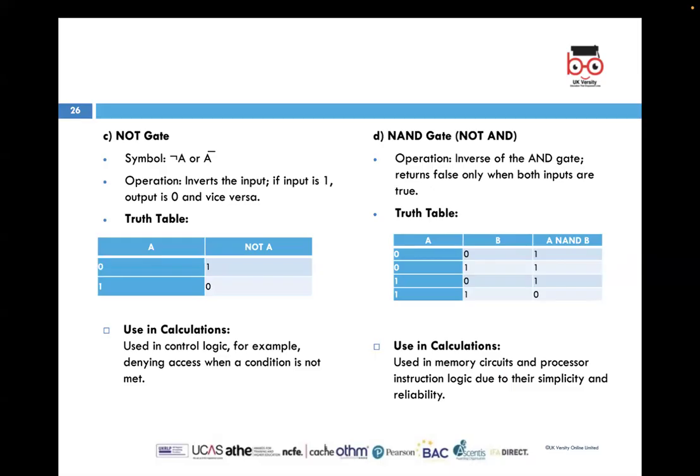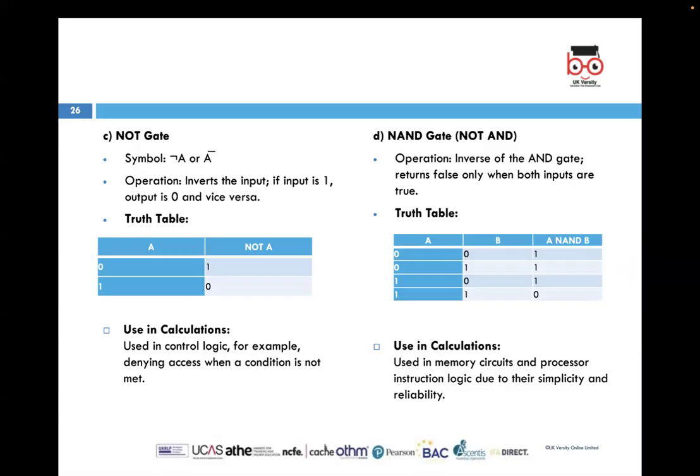NOT gate, the symbol is shown there. The operation inverts the input. If the input is 1, output is 0, and vice versa. The truth table is shown below and used in control logic, for example, denying access when a condition is not met.